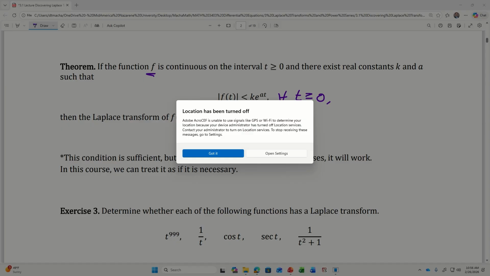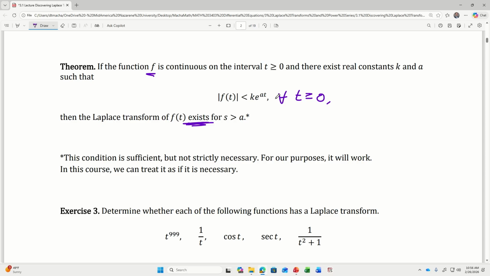So even though t to the power 999 grows pretty fast, it still grows more slowly than some exponential function. Especially because I'm allowed to multiply this exponential function by any constant, right? So I can have it start off relatively large if I want to, and then exponential functions in general grow pretty quickly, right? They grow fast.